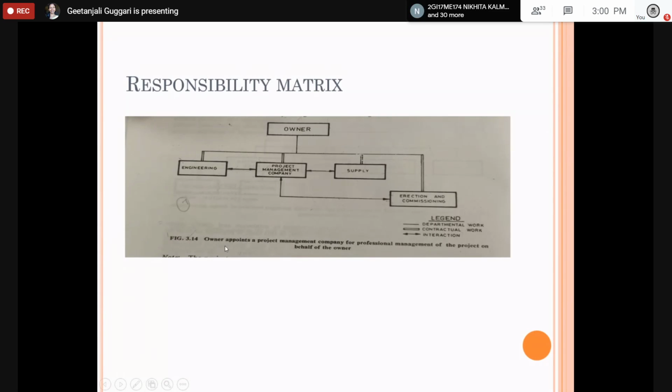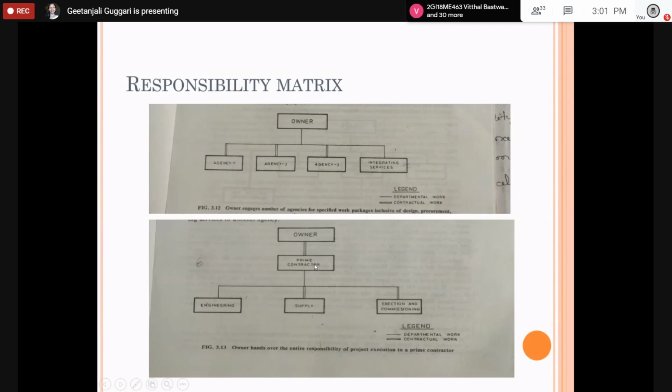The owner appoints a project management company for professional management of the project on behalf of the owner. So owner, again the same sections are there. The project management company itself will be hired for completing that project. Even though he is placed in that organization, he will be taking care of the entire project. So again, he will be having the engineering section as a contractor. So all these will be contractors instead of a consultant, or instead of what we have hired, a prime contractor.